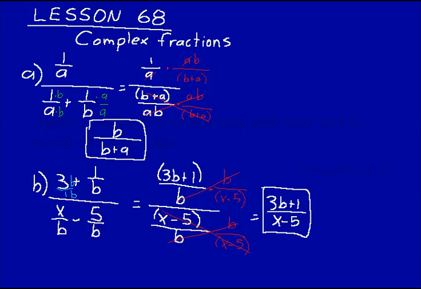So to simplify these complex fractions, first we look and see if we need to simplify within the numerator fraction and the denominator fraction. If we do that, we just get common denominators, add as we need to. Then once we get one fraction in the numerator, one fraction in the denominator, we invert and multiply the denominator, cancel as we need to, and we end up with one fraction.